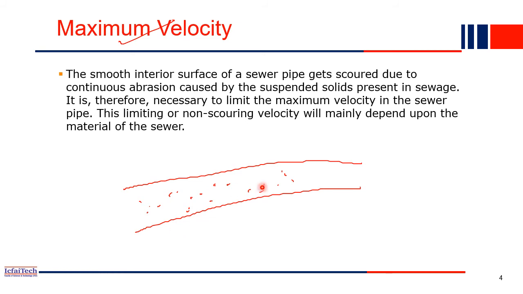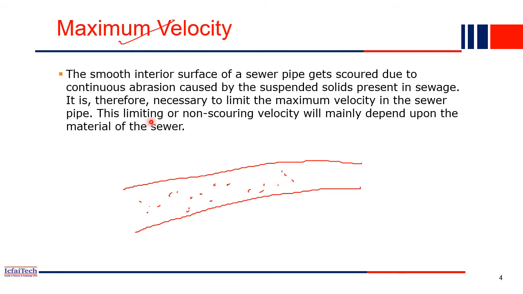If the velocity is very high, what will happen? This particle, when it is traveling from left to right, will impact the wall of this pipe, and this will produce wear and tear in the pipe. So basically the lifespan of this pipe will again reduce. So that's why the maximum velocity also we have to restrict. So water also should not flow with a very high velocity, right?